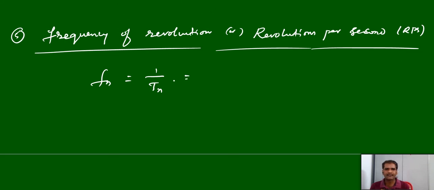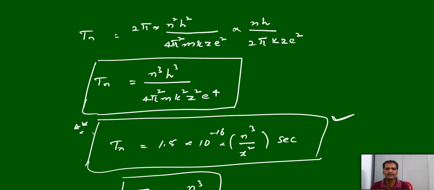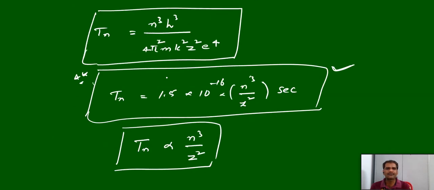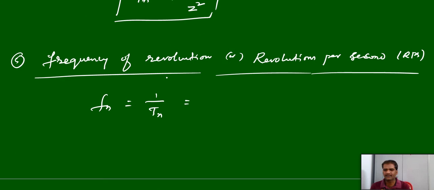Just you can write the direct value here, the reverse of that time period. What value do we have? n cube h cube, that value you take completely reversed here. And what you will get? 4 pi square m k square z square e power 4 by n cube h cube. This is the formula, again not required here.